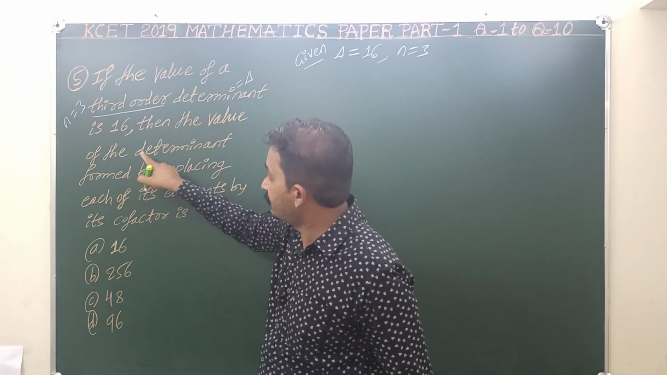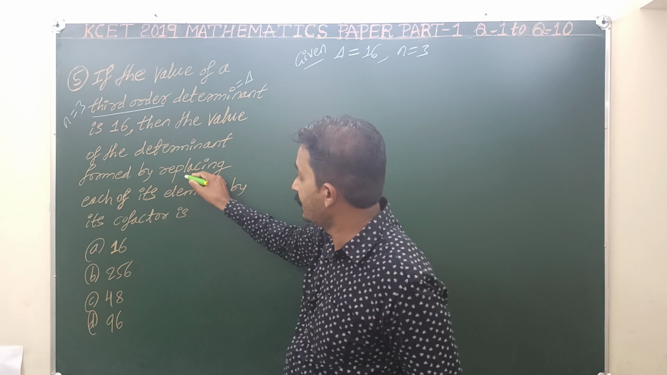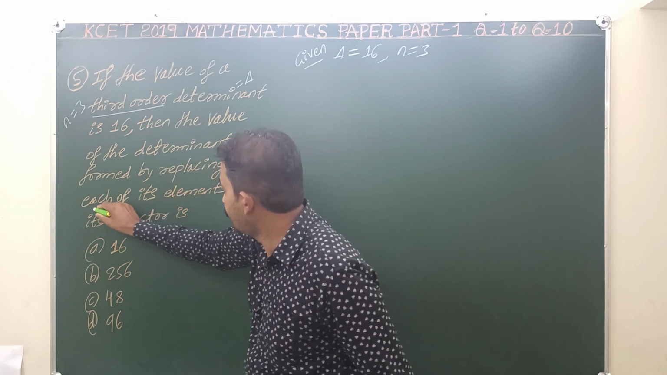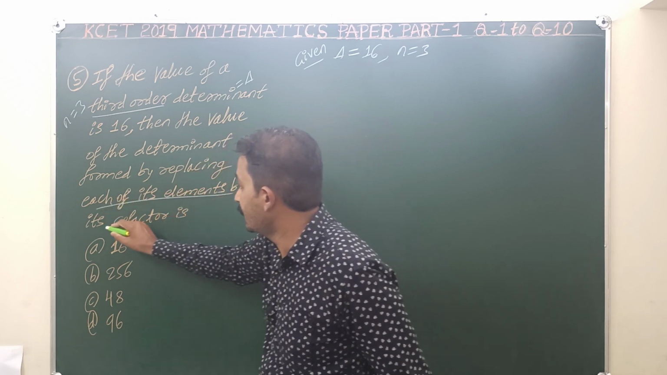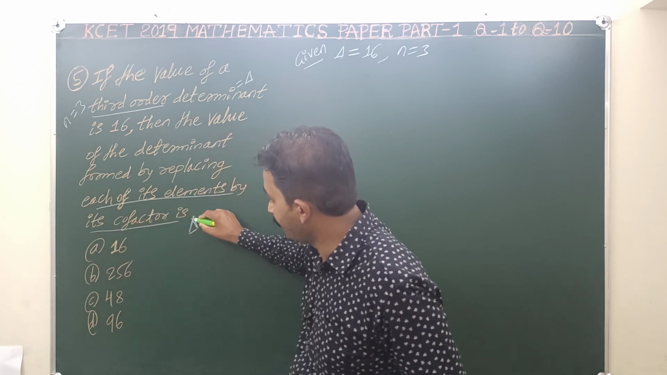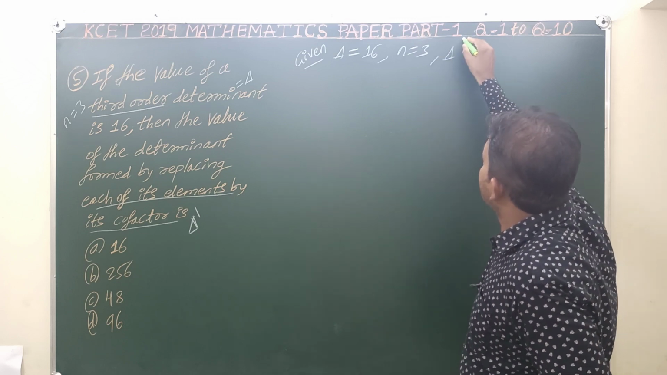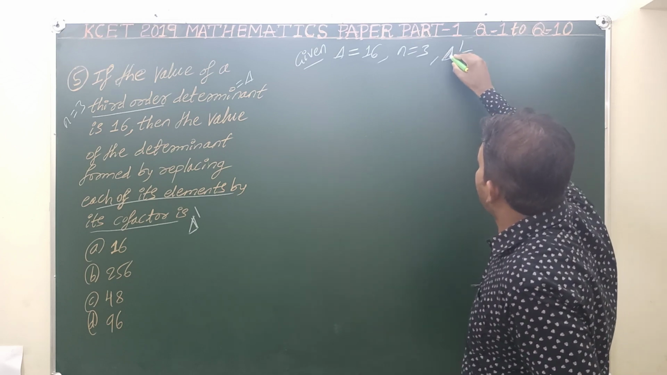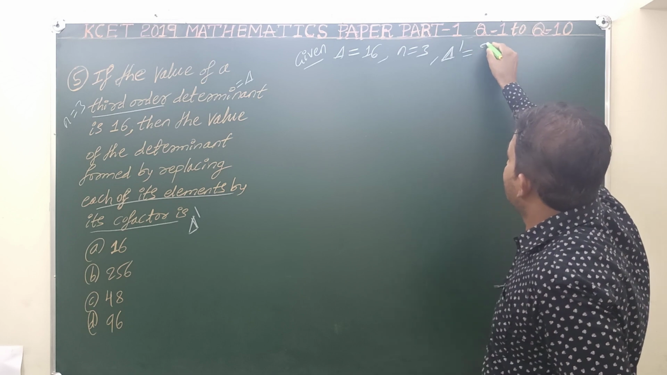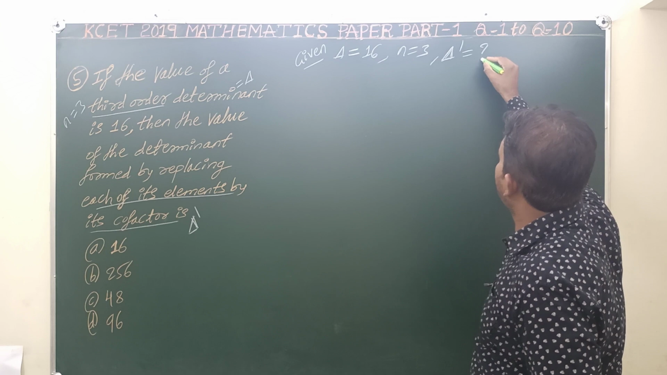Then we have to find the value of the determinant formed by replacing each of its elements by its cofactor. It is called delta dash. We have to find delta dash. So in this case, the value of the determinant, nothing but delta dash, is the question mark.